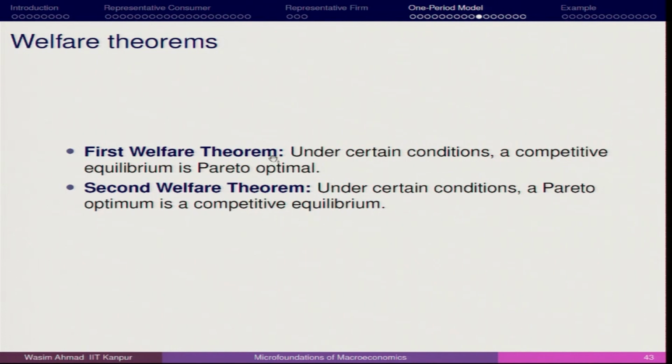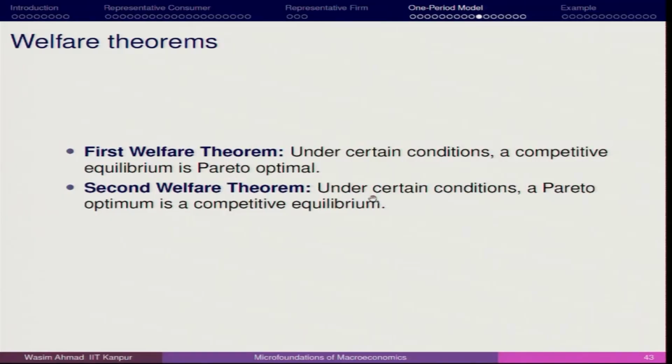First is the first welfare theorem. Under certain conditions, a competitive equilibrium is Pareto optimal. The second welfare theorem is that under certain conditions, a Pareto optimum is a competitive equilibrium. So, these two are interlinked. First, we have the very normal case that a competitive equilibrium is Pareto optimal. If the competitive equilibrium satisfies the criteria of this, then we can say so. Second is that under certain conditions, a Pareto optimum is the competitive equilibrium.